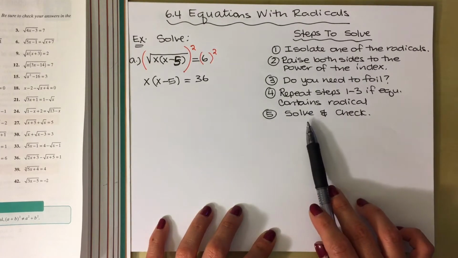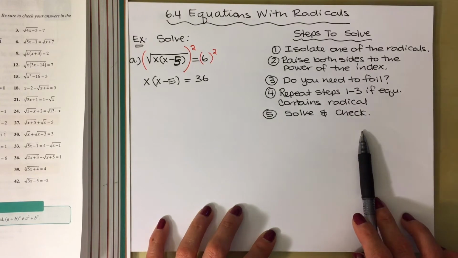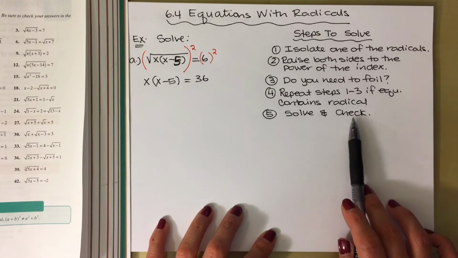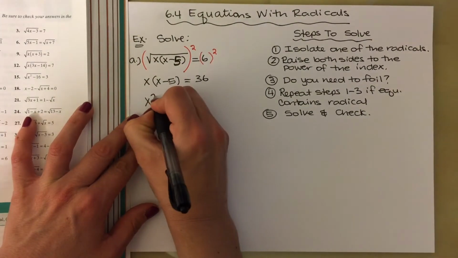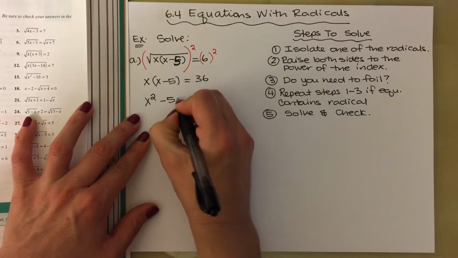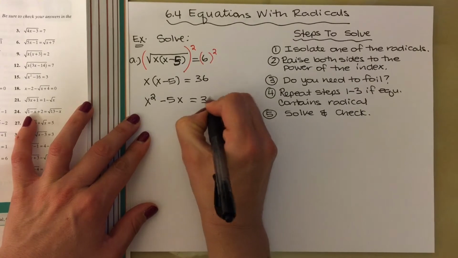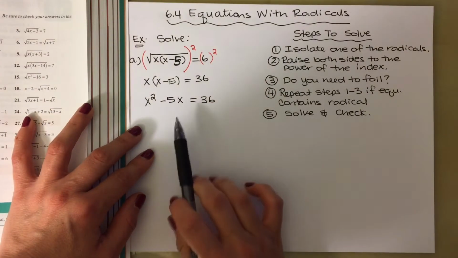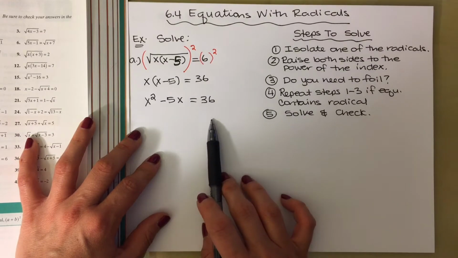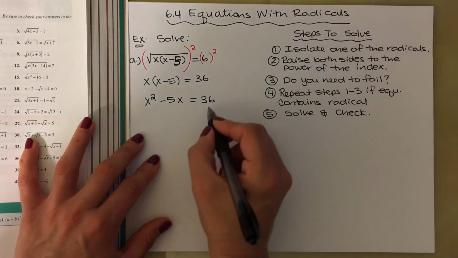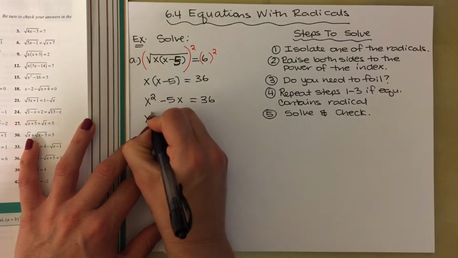Step 5, solve and check your answer. Not all of the solutions that you get will work, and that's why we need to check. So what we're going to do here is distribute. Since this is a quadratic equation, we need to get a 0 on one side and we need to factor. Subtract 36.